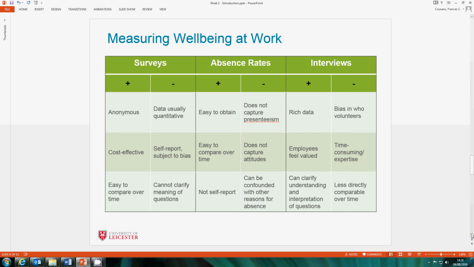So here I'm going to spend a few minutes talking through some of the possible methods that businesses use to measure well-being in the workplace. This is by no means an exhaustive list, but it's just intended to give you a flavour of some of the considerations and challenges in measuring well-being at work. So we'll start with surveys.